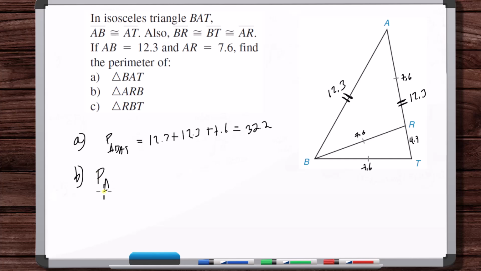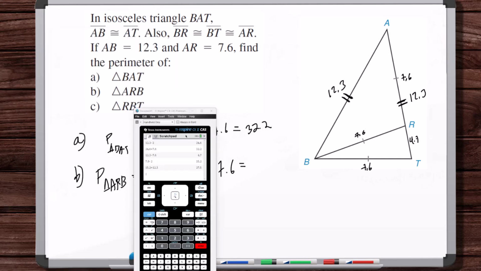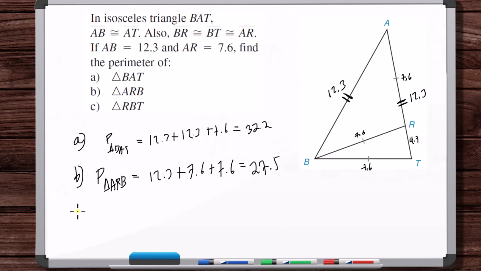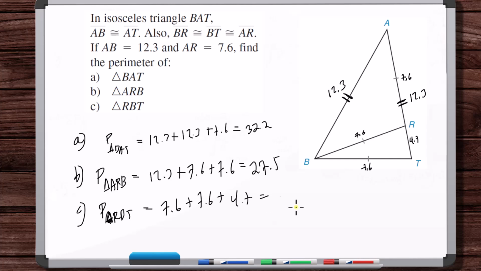So the perimeter of triangle ARB is 7.6 plus 7.6 plus 12.3. So 7.6 times 2 plus 12.3 is 27.5. Now the perimeter of triangle RBT is 7.6 plus 7.6 plus 4.7. So 7.6 times 2 plus 4.7 is 19.9.